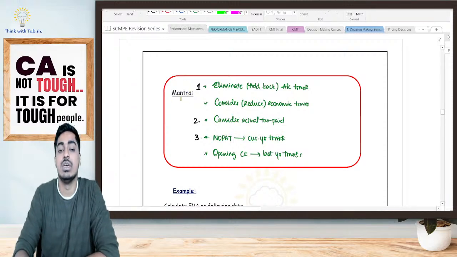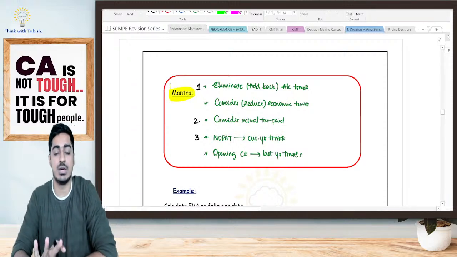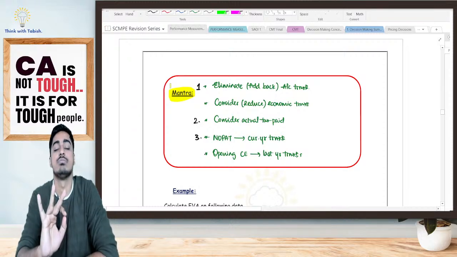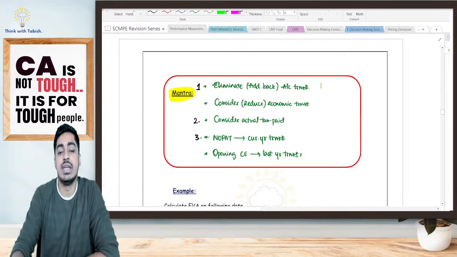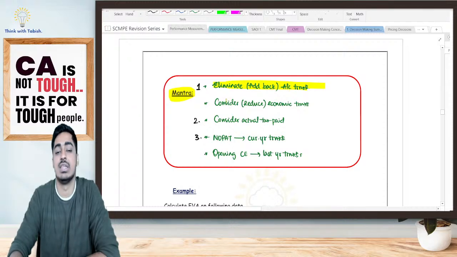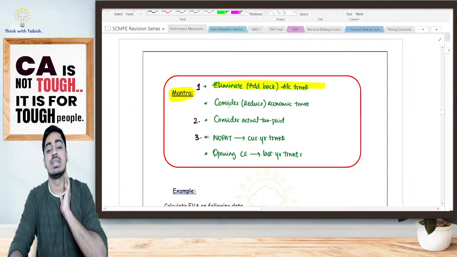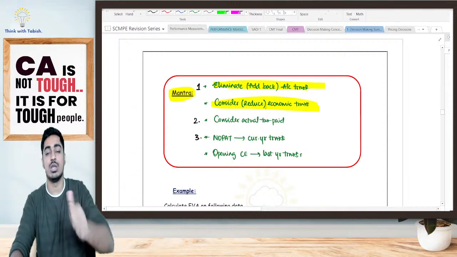Now, a simple mantra for you to remember. Just 3 things. Eliminate your accounting transactions, that is, add back your accounting transactions. Consider your economic transactions. Rule number 1.